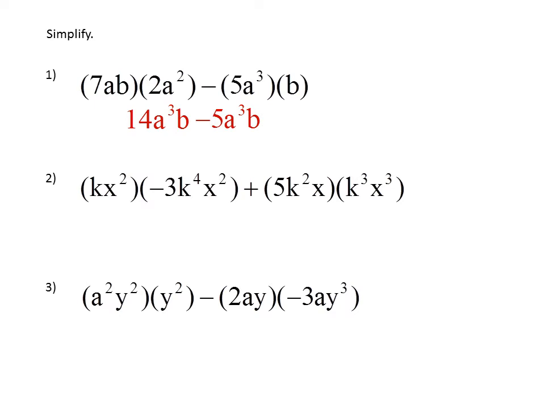But now, if I look carefully on the left-hand side, after 14, the term is a cubed b. On the right side, after 5, is a cubed b. It means they are the same terms. If they are the same terms, I can either add them or subtract them. In this case, I subtract them, and my answer is, did you guess it? 14 minus 5 gives me 9a cubed b.